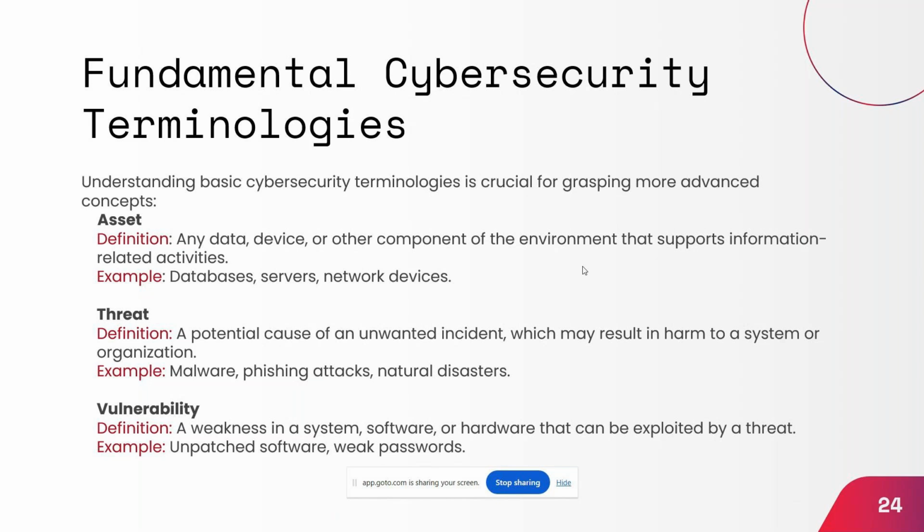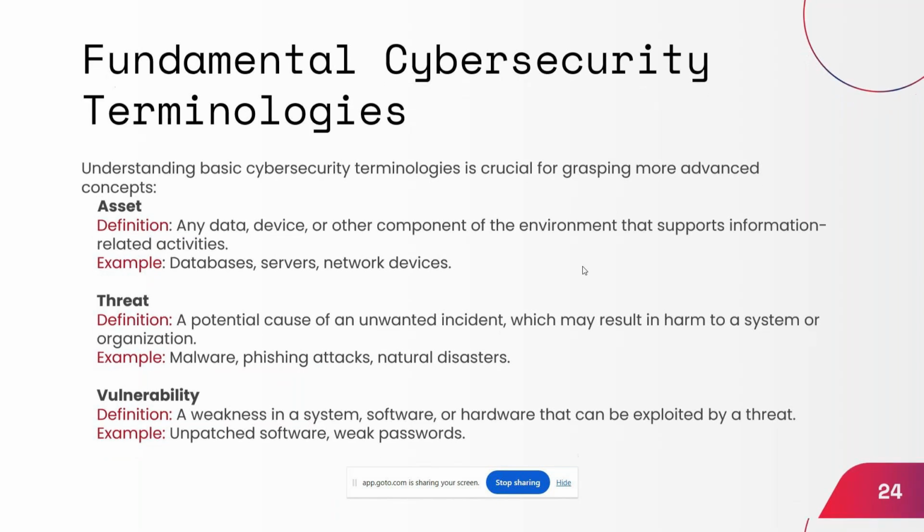Are you clear with this? Asset, threat, vulnerability. Are you clear with these three terminologies? This is very, very essential, guys, because in upcoming sessions we are going to use these terminologies a lot. Even from an interview point of view, someone may ask you these kinds of basic terminologies to check your knowledge. A weakness or vulnerability could be anything, for example an unpatched software, using weak passwords, opening certain unnecessary ports. All of these are examples of vulnerabilities.